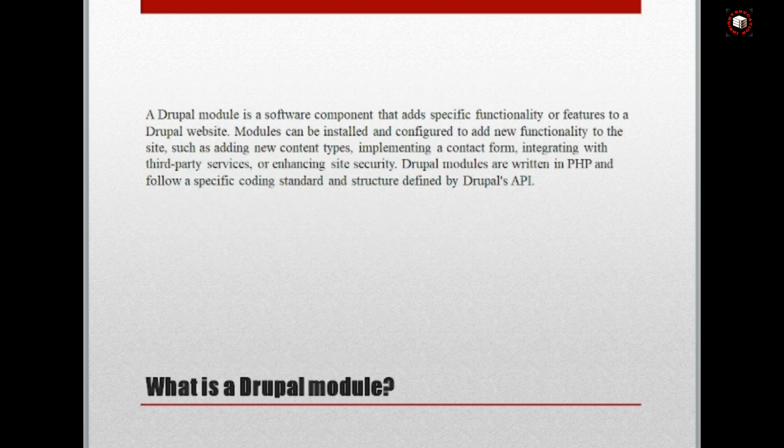Next, what is a Drupal module? A module is a software component that adds specific functionality or features to a Drupal website. Modules can be installed and configured to add new functionality to the site, such as adding new content types, integrating with third-party services, or enhancing site security. Drupal modules are written in PHP and follow a specific coding standard and structure defined by the Drupal API.